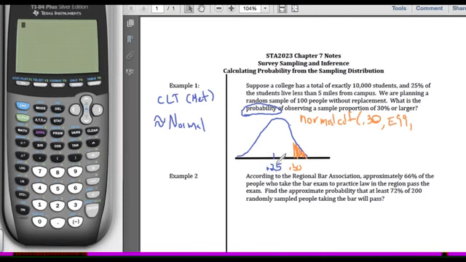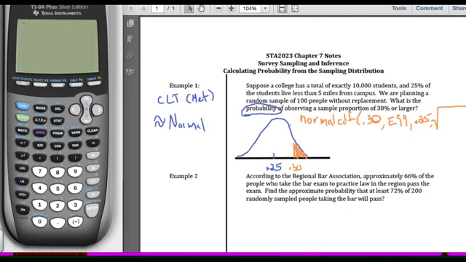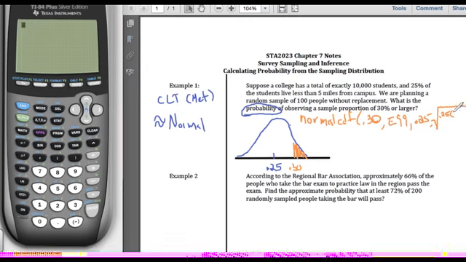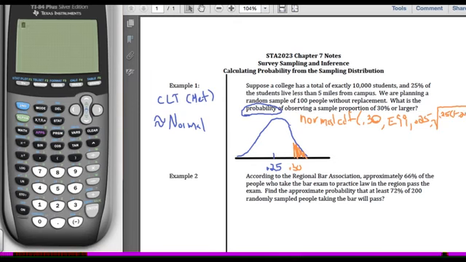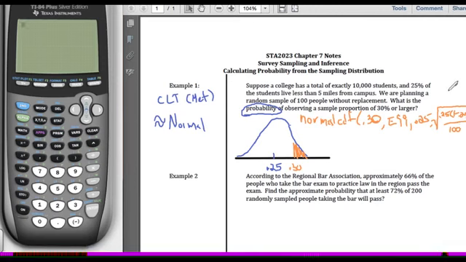My mean, the number in the middle, is P, which is 0.25. And I don't have a standard deviation given to me like I did back in chapter 6. So instead, I use the standard error formula, which is the square root of P, or 0.25, times parentheses 1 minus P, that same 0.25, all over N, which is your sample size of 100. And you just type this in all at once in your calculator as it is.